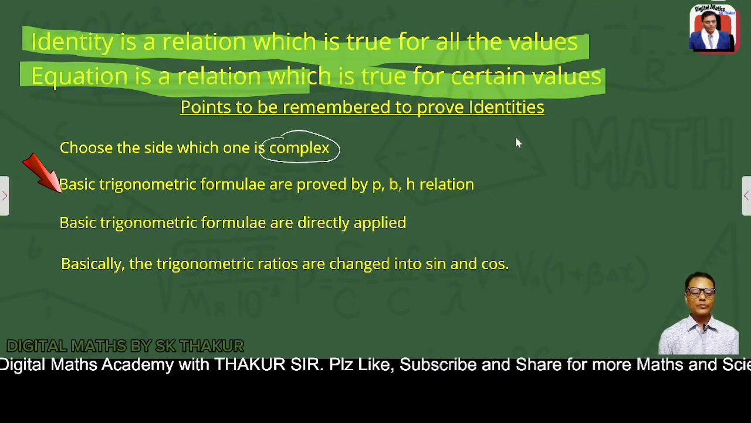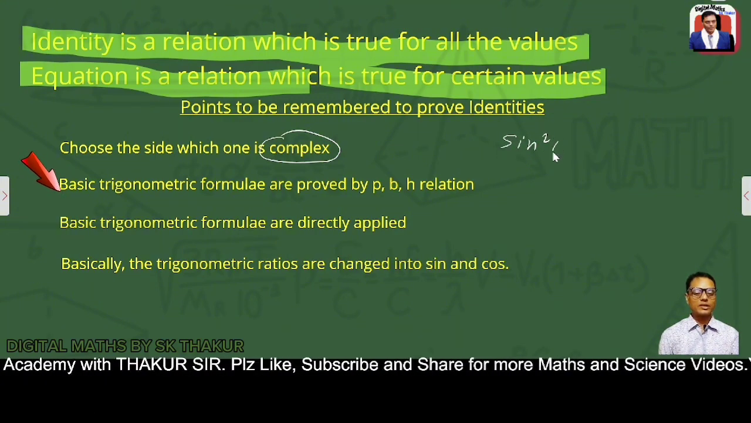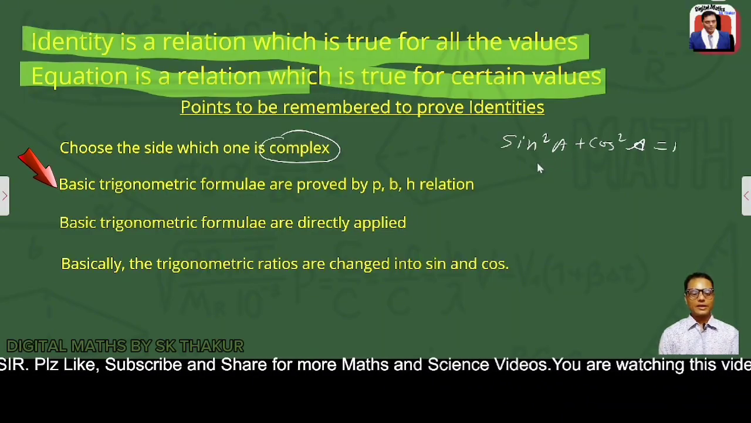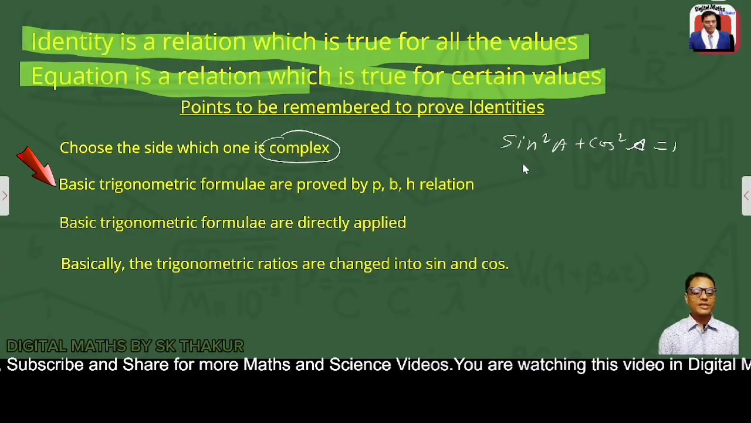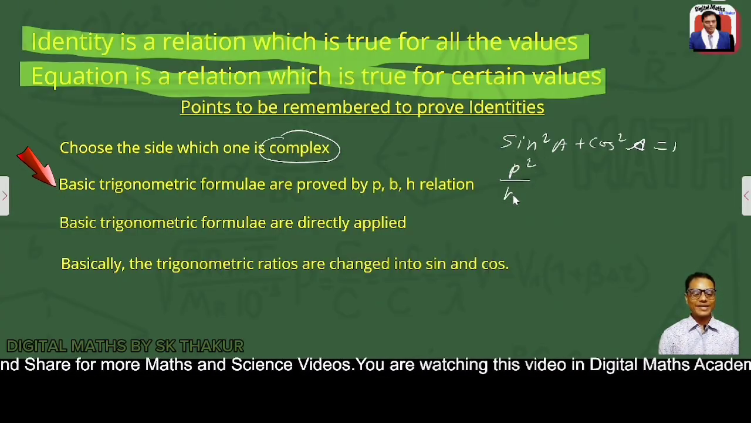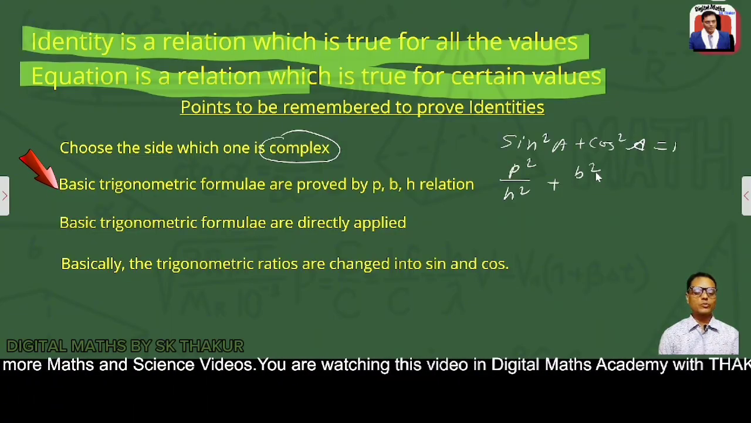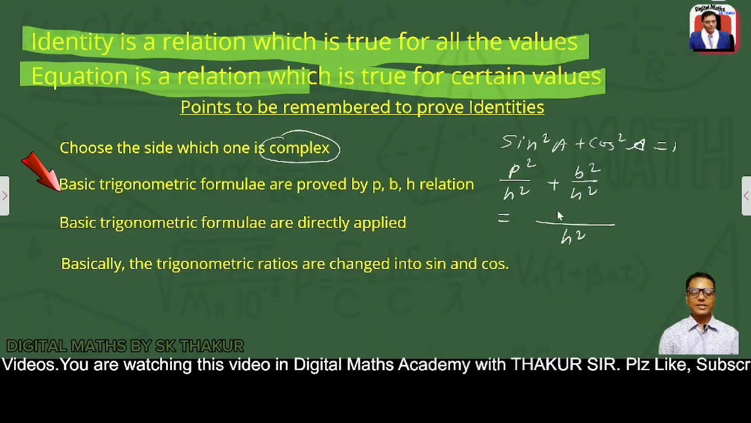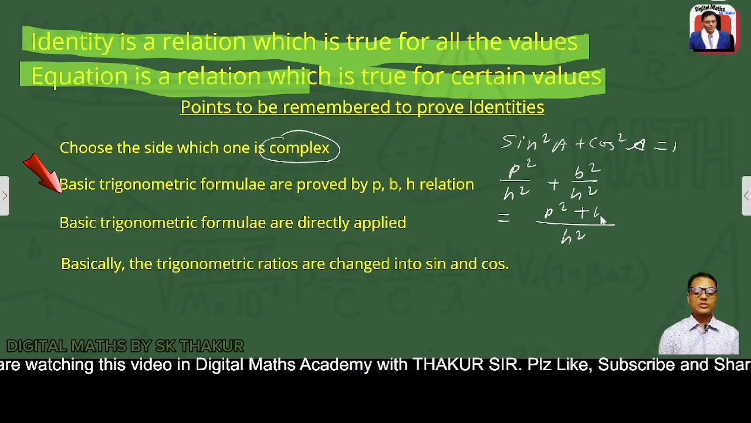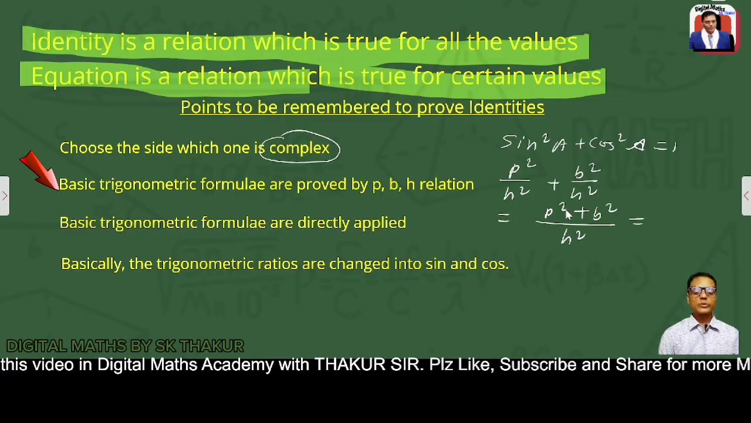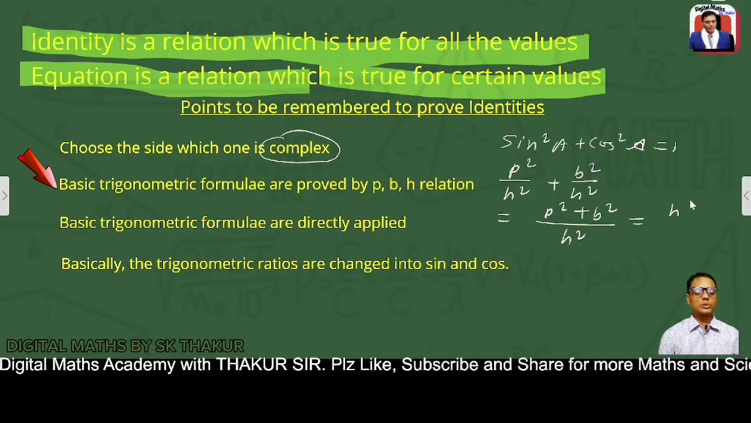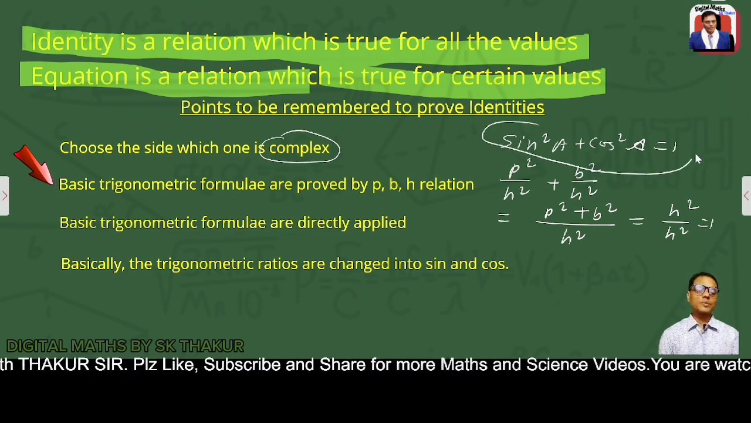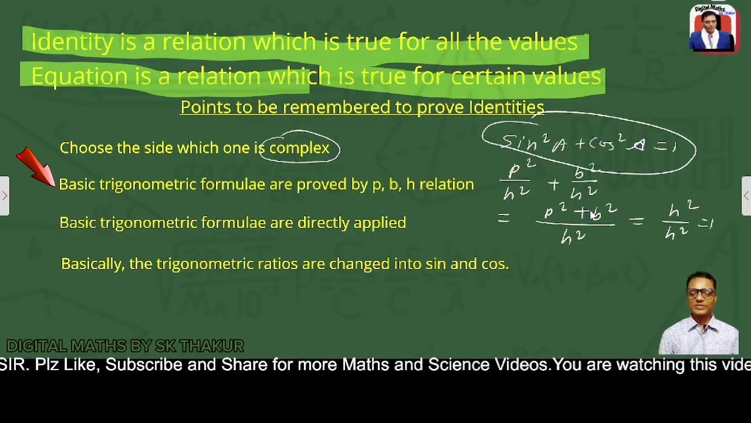For example, if we have to prove that sine squared A plus cos squared A equals 1, it's an identity, so we can prove it. Sine squared A means we can write p squared by h squared, and cos squared A means b squared by h squared. When we take h squared as LCM, we have p squared plus b squared, and according to the Pythagoras theorem, p squared plus b squared equals h squared, and h squared by h squared equals 1. So such identities are proved with the help of previous relations.